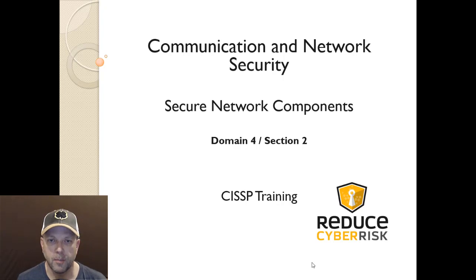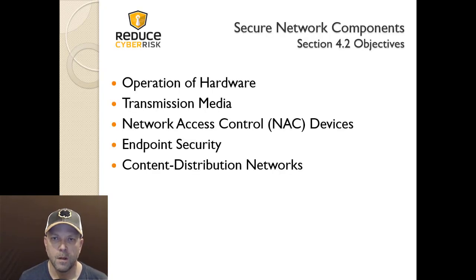Okay, this section is still part of Domain 4, Communication and Network Security. Secure Network Components, Section 2. So we're dealing with Section 2, 4.2 objectives. One of the areas we're going to deal with is around the network components, and we've got 5 main objectives: the operation of hardware, transmission media, network access control devices, endpoint security, and content distribution networks.